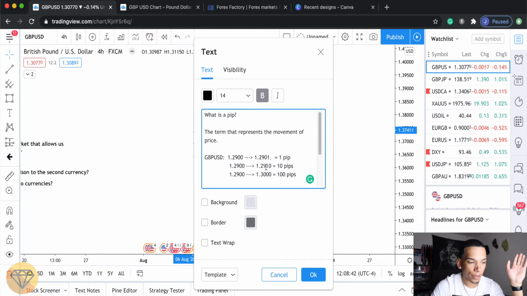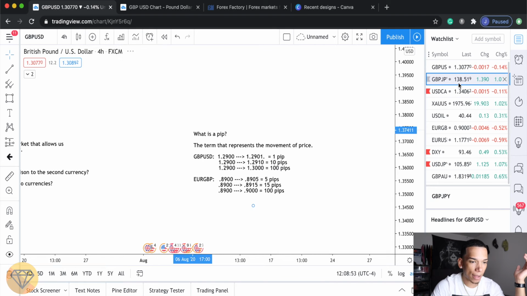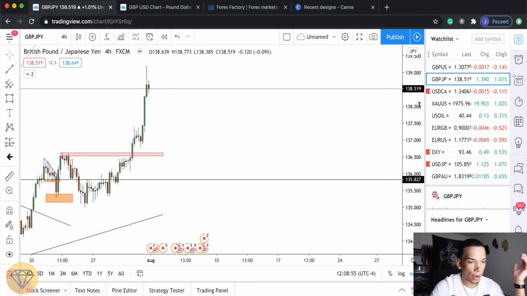And for some pairs, the movement of 1 pip is going to be different because on some pairs there are not 4 numbers, right? So, for example, we have GBP/JPY, where there's only 3 numbers, okay? And so you want to focus on the 2nd number as the movement of 1 pip, okay?